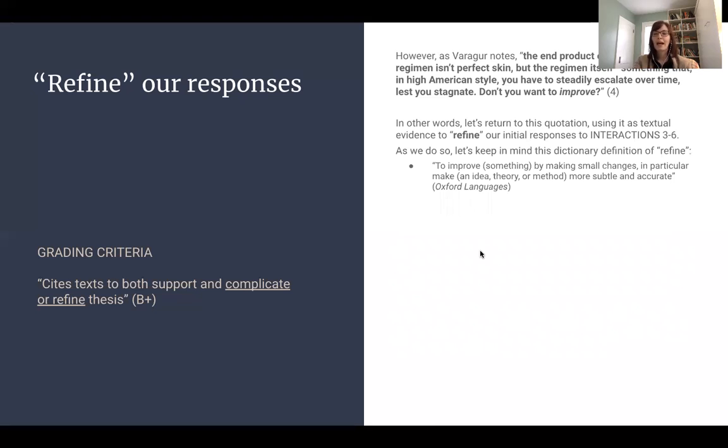Okay, so as we work on using textual evidence to refine our initial responses, let's keep in mind this dictionary definition of refine, breaking down what we mean by refine, what the grading criteria means by refine. So, to improve something by making small changes, in particular, make an idea, a theory, or a method more subtle and accurate. In our case, what we would be making more subtle and accurate would be our analysis and close reading of Vargar's language.